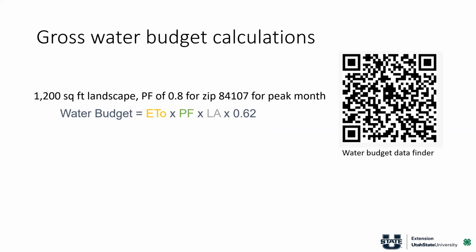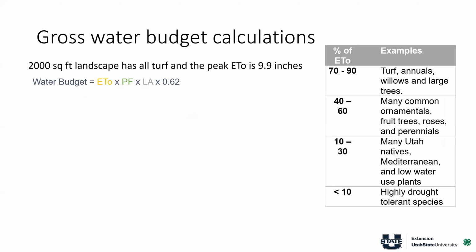So if we get something like this, 12,000 square feet of landscape, PF of 0.8 for the zip code 84107, then we can easily go to the water budget finder and calculate the ET from there. And when we use that, we will get 5,893 gallons. So this is how you calculate the gross water budget.